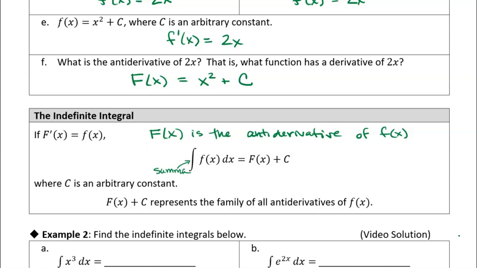We use capital F of x to indicate the antiderivative. Capital F of x is an antiderivative, and then we add an arbitrary constant to it, because the derivative of the antiderivative has to give us back this lowercase f of x. If we add a constant, the derivative of the constant is 0. So capital F of x plus this arbitrary constant represents a whole family of antiderivatives of the lowercase f of x. We get a whole family of functions.